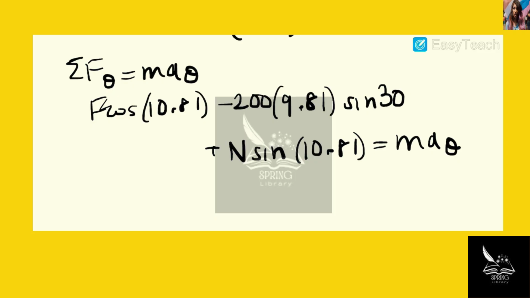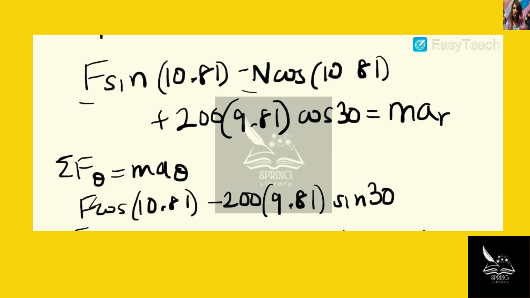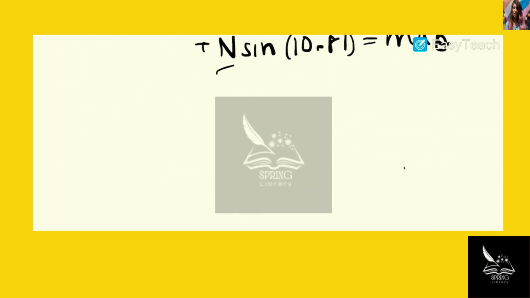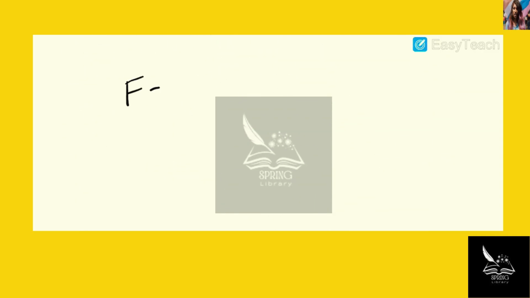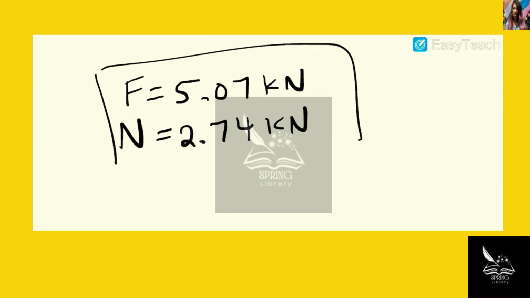Solving both of these equations, since we have two unknowns, F and N, and we have two equations. Simultaneously solving these equations gives us that F is equal to 5.07 kilonewtons and N is equal to 2.74 kilonewtons. And that's our final answer.